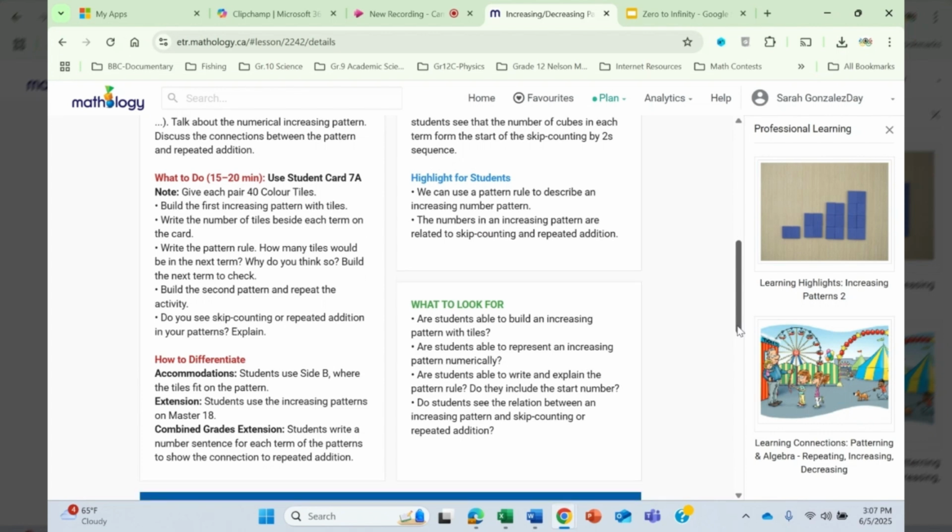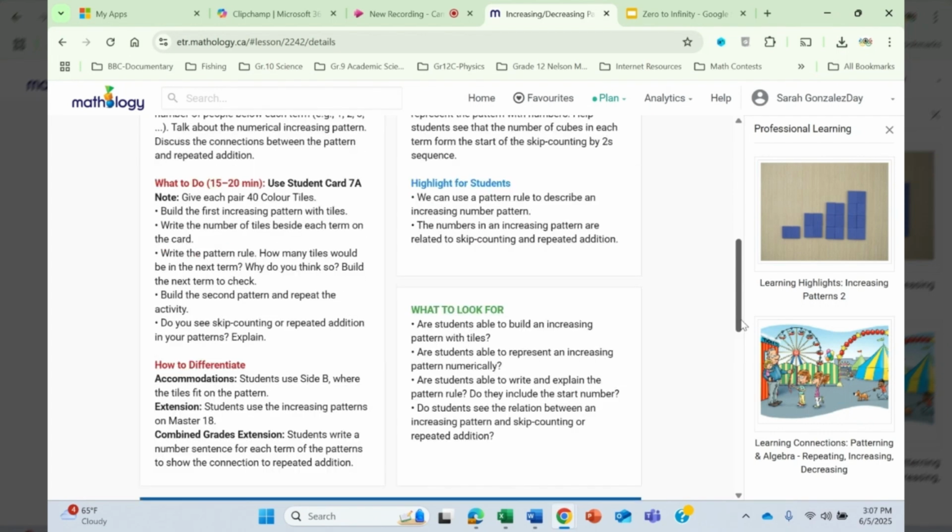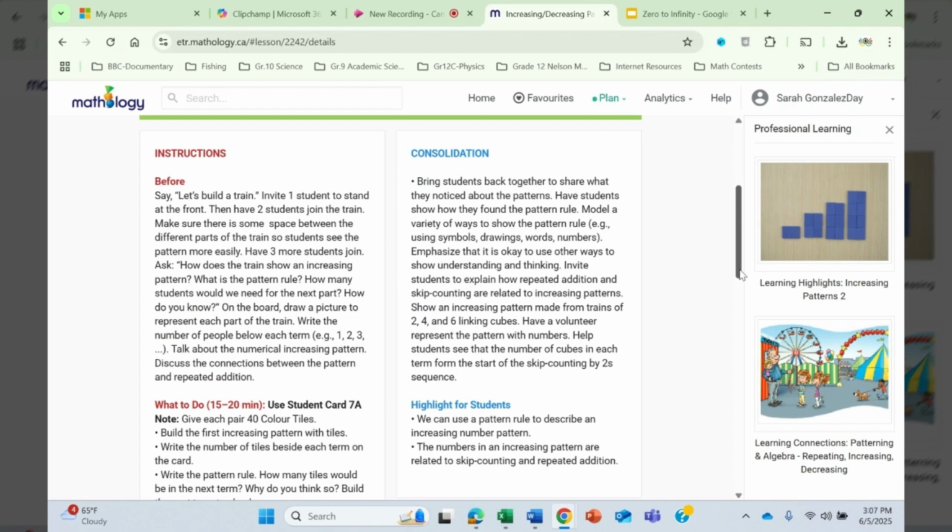When you're done with the activity, with the what to do, that's when you're going to want to consolidate. So this is an important part of the lesson. And a lot of it is a conversation, but Mathology will guide you through how that conversation could go. So here it has the students share how they found the pattern rule, and then says that as the teacher, you could model some other ways that maybe students didn't come up with.